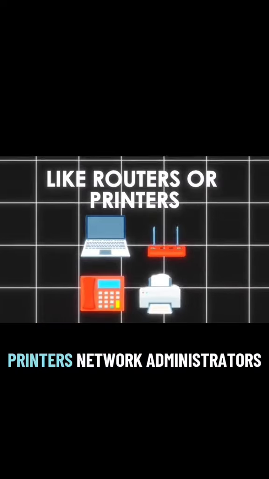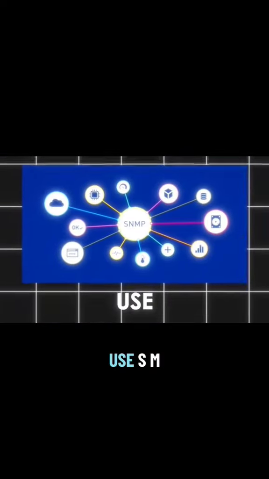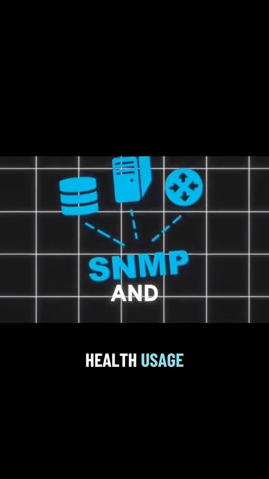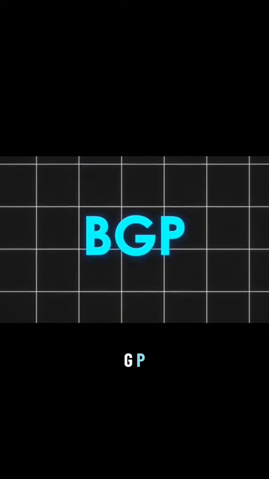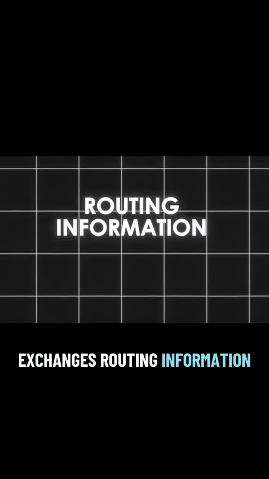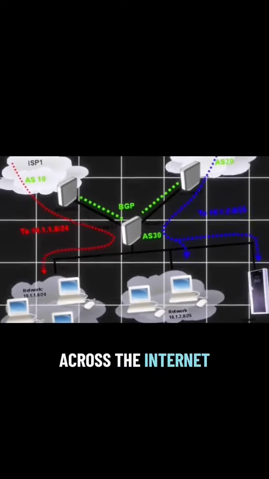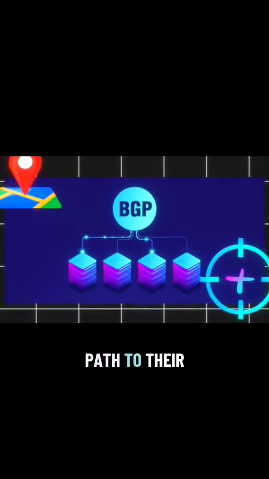SNMP is used to monitor and manage devices in a network like routers or printers. Network administrators use SNMP to track device health, usage, and configuration. BGP exchanges routing information between different networks on the internet. BGP helps direct traffic across the internet, ensuring data packets follow the best path to their destination.